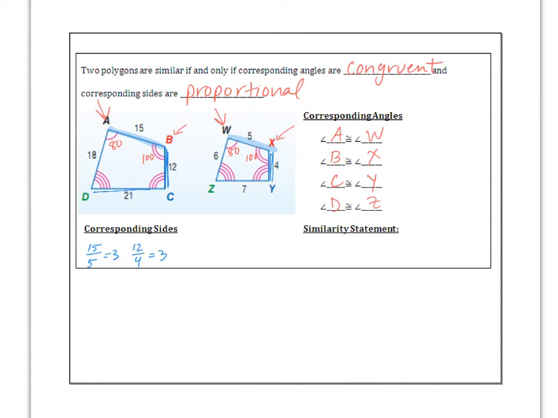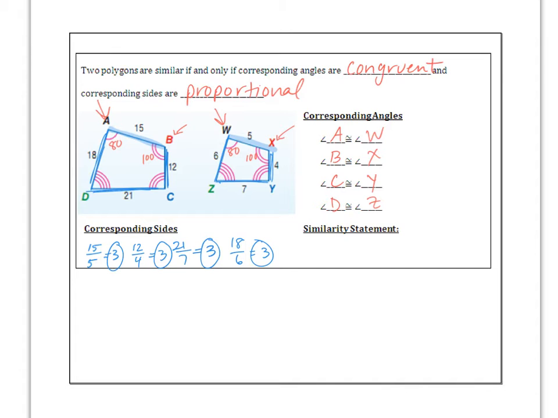Take the next set of sides, the 21 and the 7. 21 divided by 7 is 3. Take the last one, 18 and 6. 18 divided by 6 is 3. Look what we got. We got 3, 3, 3, 3. That means they all have the same ratio to each other. And so the two shapes are proportional.